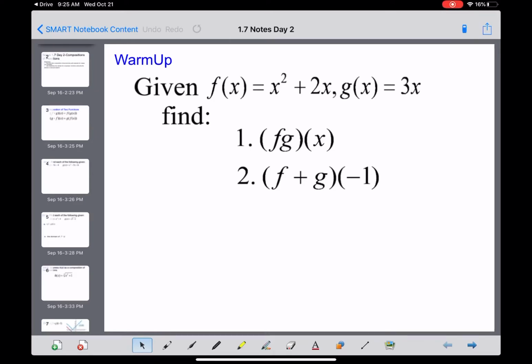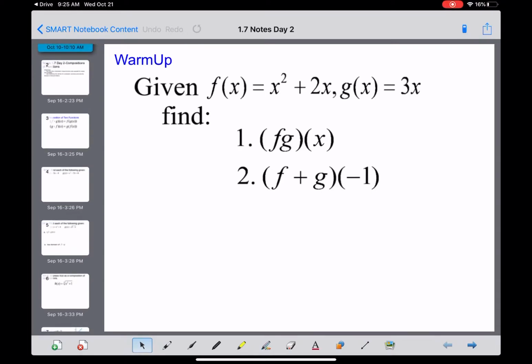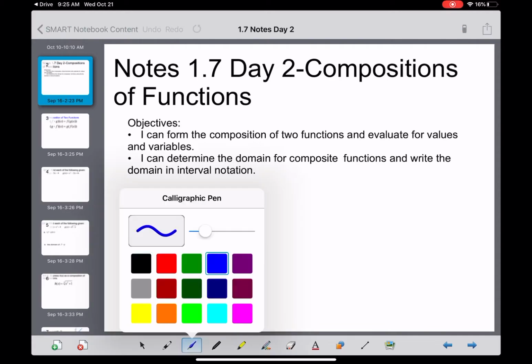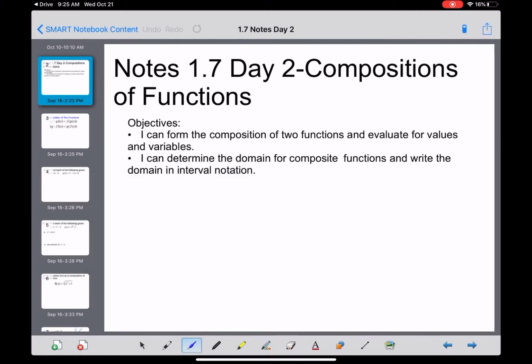Okay, guys, we're going to finish up section 1.7 today with 1.7 day 2. That's your warm up, but we're going to be looking at compositions of functions. So in 1.7 day 1, we looked at combinations, which was adding, subtracting, multiplying, and dividing. Today we're looking at compositions, which is when you take one function and you put that entire function in for the other function.